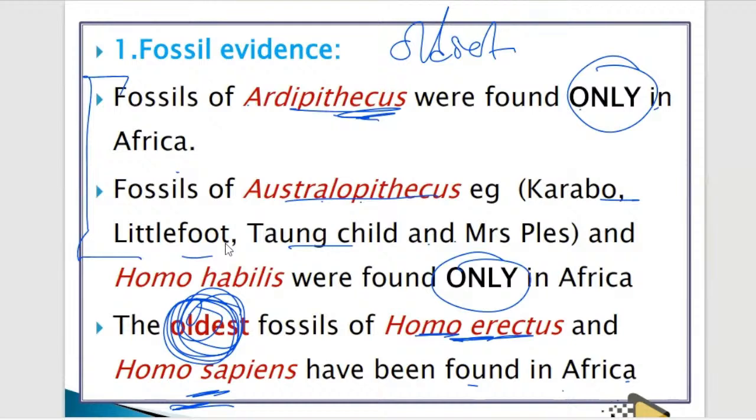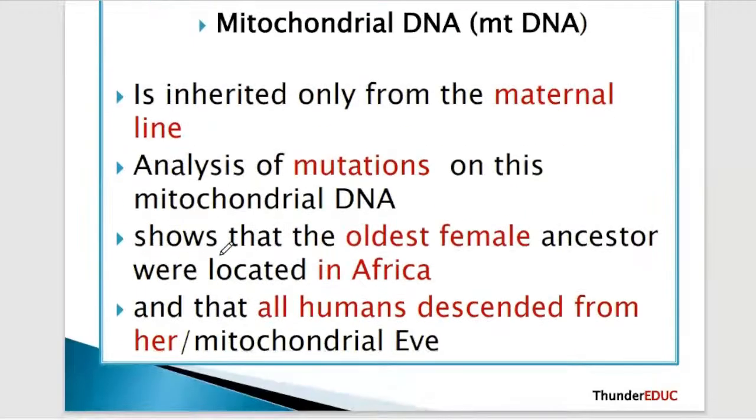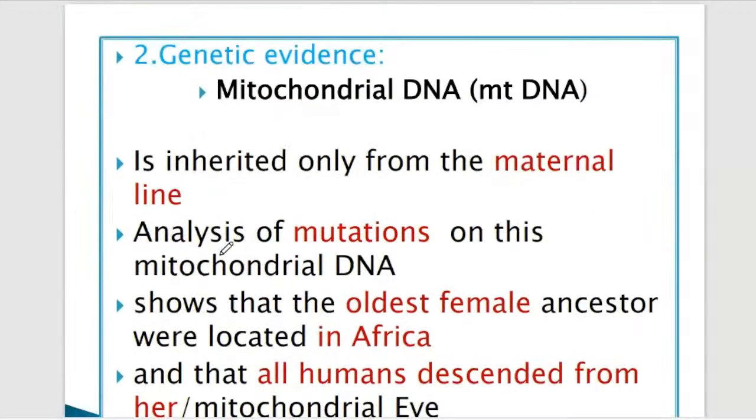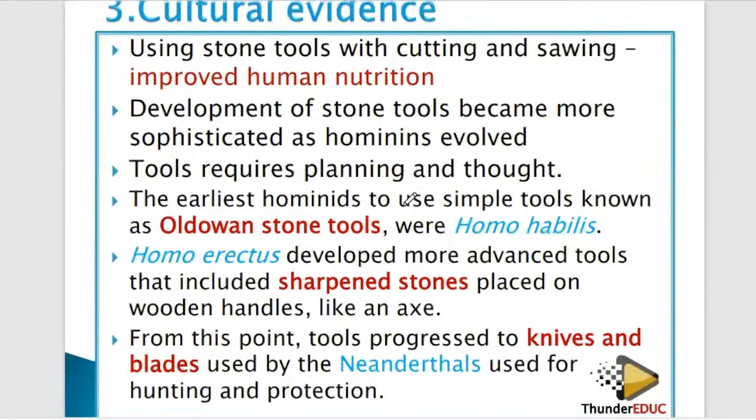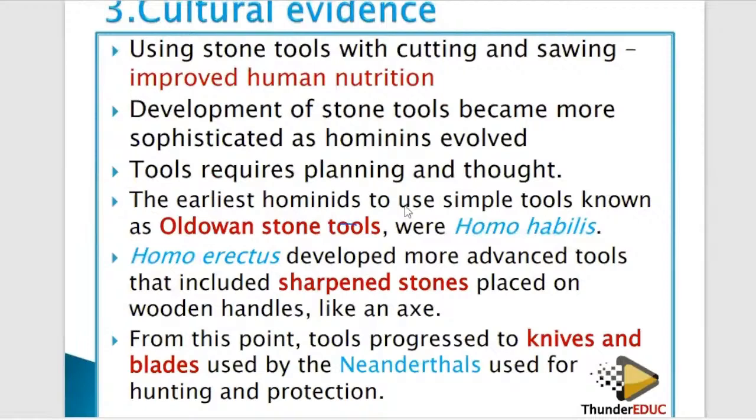Guys, here we are too strict. You only talk about Ardipithecus, Australopithecus, and Homo habilis as only found in Africa. But when you talk about Homo erectus and Homo sapiens, you talk about the oldest fossils being found in Africa. Mitochondrial DNA is genetic evidence. Here you just talk about where the oldest female was discovered. Then cultural evidence: you talk about the oldest tool, Oldowan, discovered in Africa. So basically that's what you need to talk about.